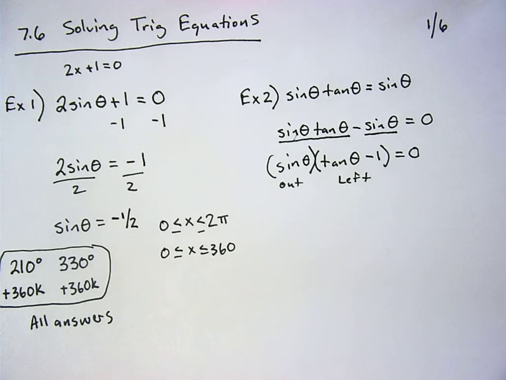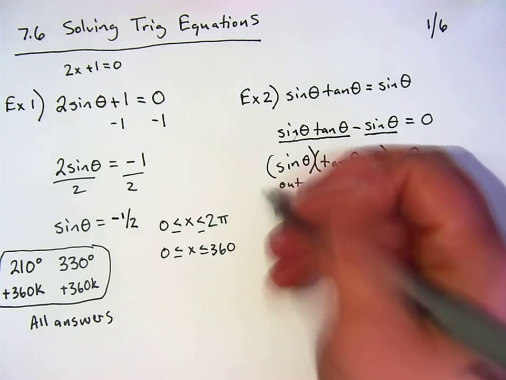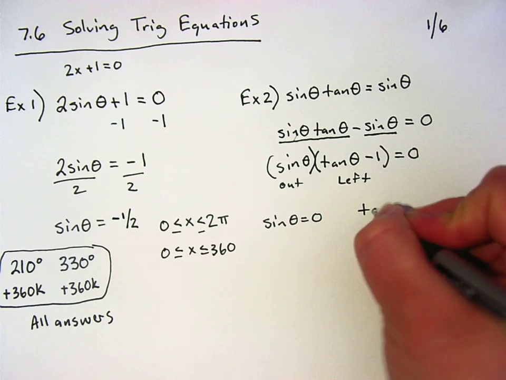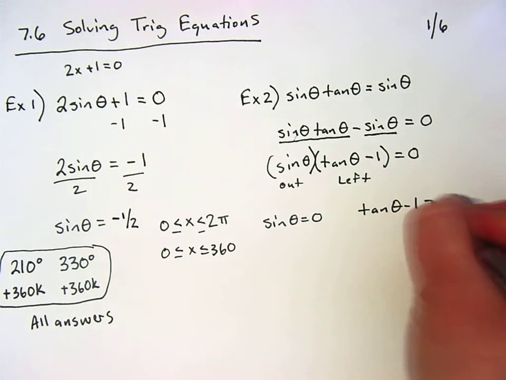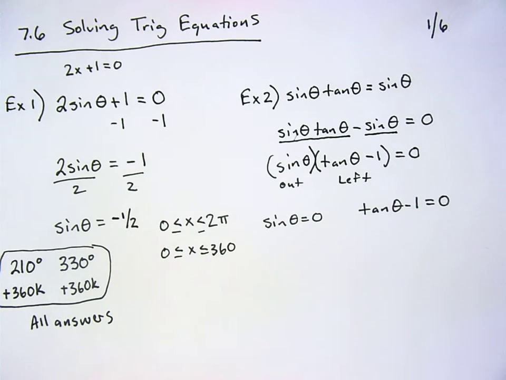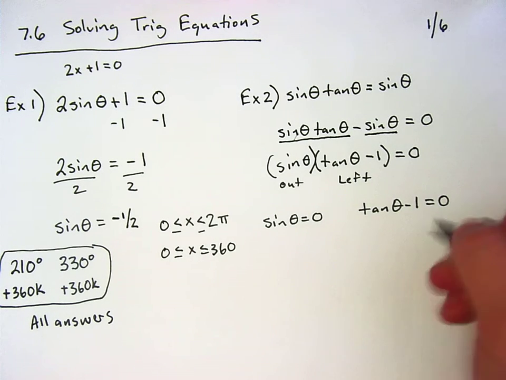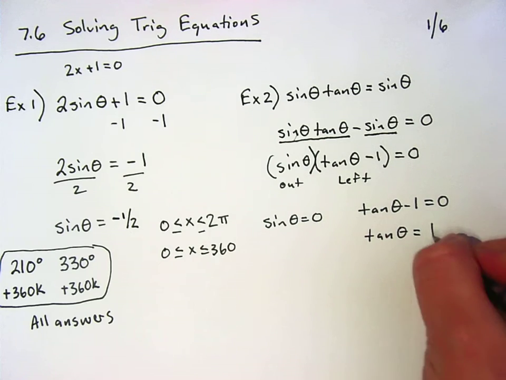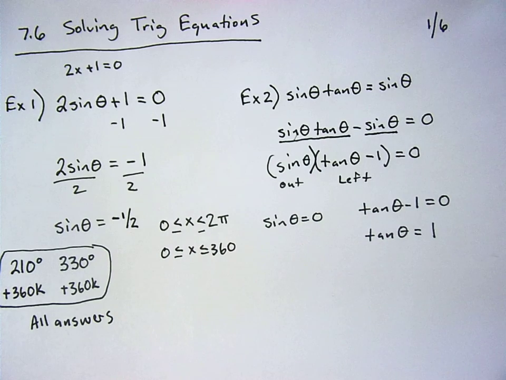Do you guys remember how to solve this? Set them both equal to 0. So now we've got sine of theta equals 0, and tangent of theta minus 1 equals 0. So first you've got to look at your unit circle and find out where sine equals 0. And then we've got to set this one equal to 0 by moving that 1 to the other side. And then you've got to find out where tangent equals 1.